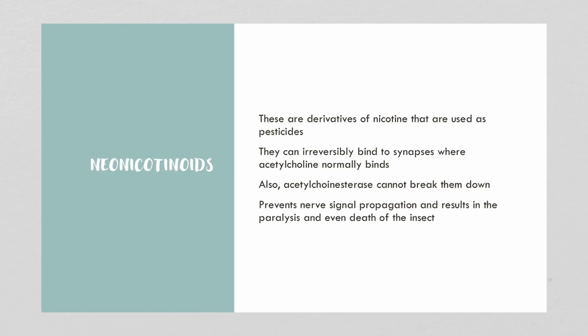So, neonicotinoids. These are derivatives of nicotine that are used as pesticides, and they're actually used as natural pesticides. But they can irreversibly bind to receptors, and these are the ones where acetylcholine would normally bind. So that means that acetylcholinesterase can't break them down, and it prevents nerve signal propagation and results in paralysis and even death of the insect. But we have to be careful because they can be harmful to us as well.